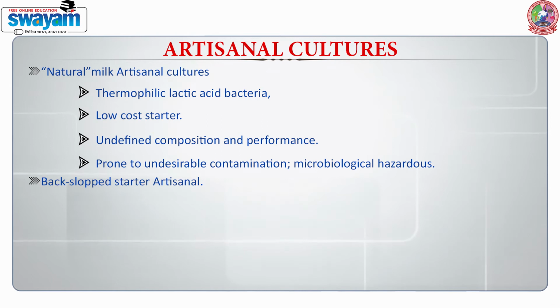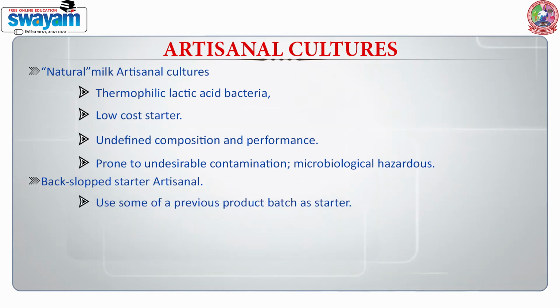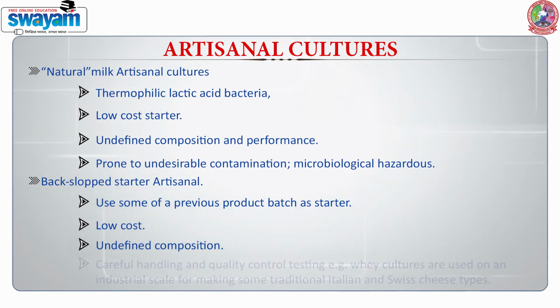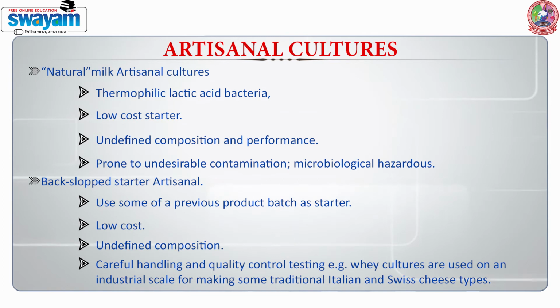Back-slopped starter artisanals utilize some of the previous product batch as a starter. The advantage is that it is low cost, but it is also of undefined composition. Therefore, they require careful handling and quality control testing. Whey cultures are used on industrial scale for making some traditional Italian and Swiss cheese type. This is an example of the artisanal starter cultures.